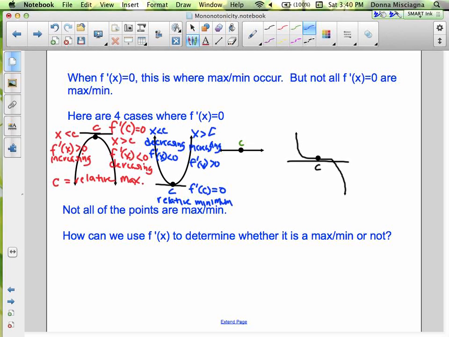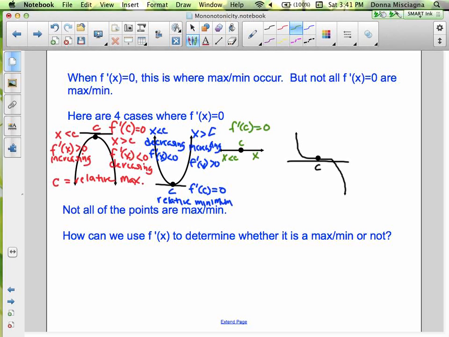All right, let's continue on. Here we have c again. Again, we have a horizontal tangent. Can't argue that. It's a horizontal line. So again, our derivative at c is 0. Now let's look at values of x less than c and values of x greater than c.